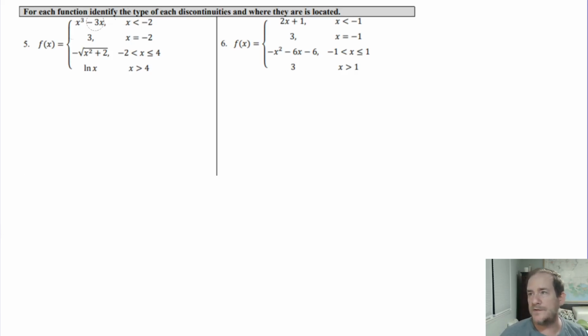Alright. So we got a whole mess of piecewise functions and we're trying to do the same thing we always do, which is analyze the function for continuity, or a lack thereof. So look here. You got a negative 2, and a negative 2, and a negative 2. Then you got a 4, and a 4. So those would seem to be the two places that I would be most concerned about.